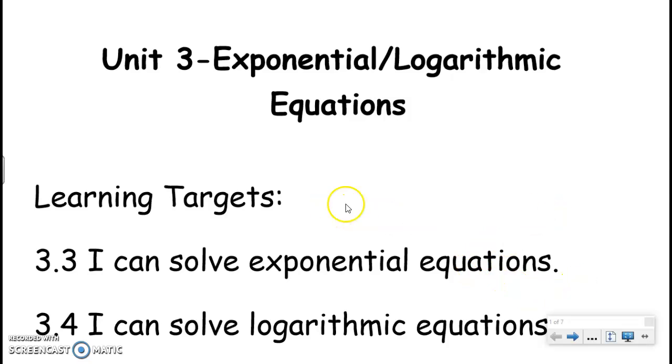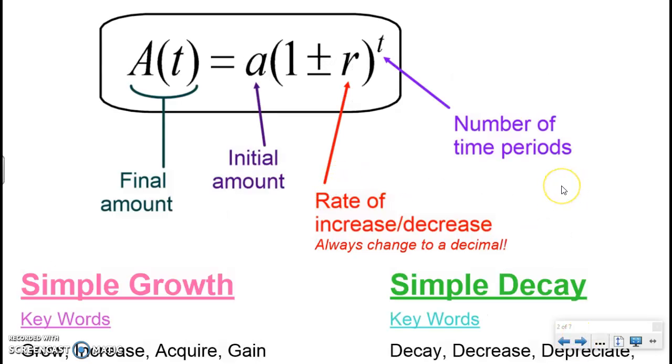Morning. Today I just wanted to provide you some resources to help you solve some application problems with exponential and logarithmic equations, specifically exponential models, but possibly using logarithms to solve. You saw a lot of these formulas in Algebra 2, so that's why I wanted to do a quick review.